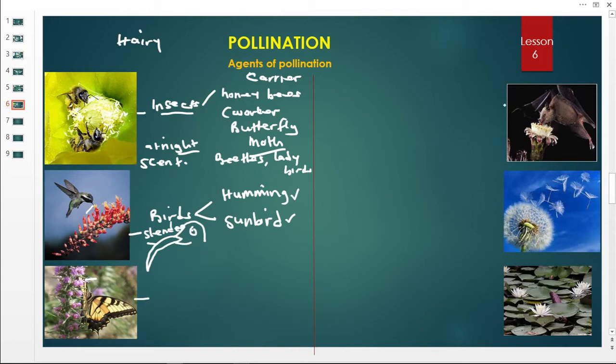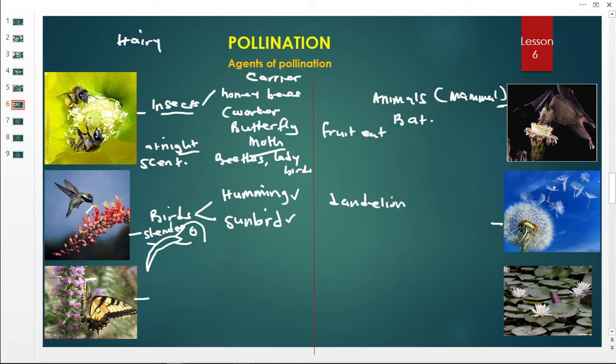Then here we are having animals, and under animals we have this mammal. It is a flying mammal and it is a bat. The type of bat this is, is the fruit-eating bat. As it is looking for fruits, it ends up even looking for juices from flowers, thus it carries out cross-pollination.